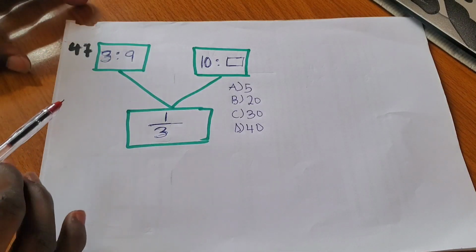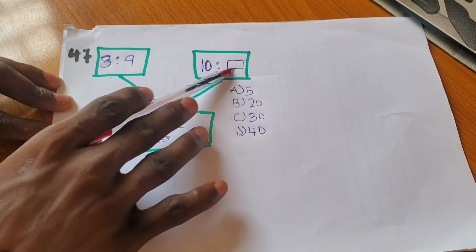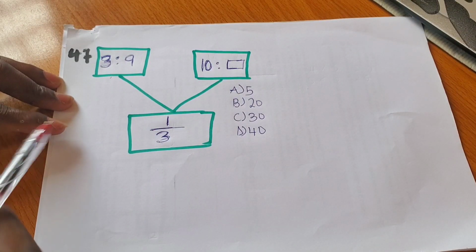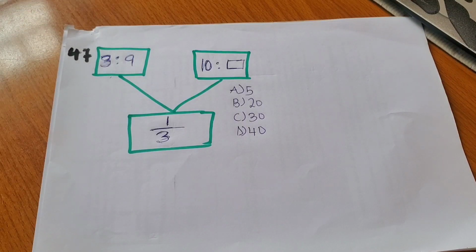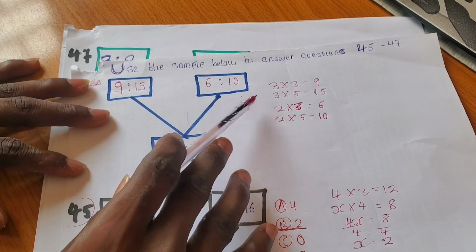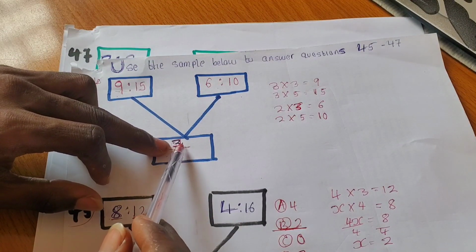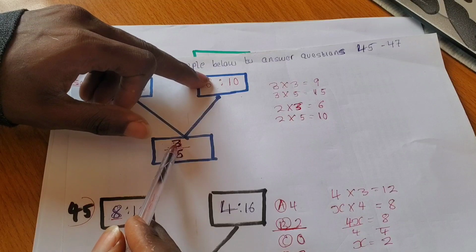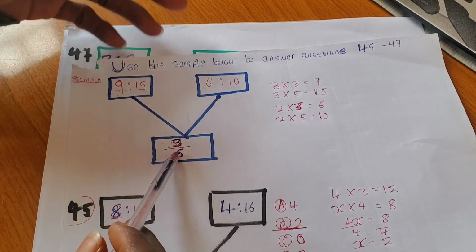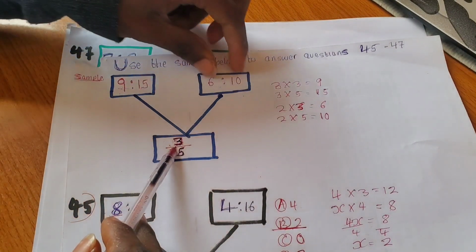For question 47, we have a ratio with 3, 9, 10. We are asked to find the value here, and we have 1/3. Now, I've already explained to you that from the sample that we are given, listen, this is the sample again. You can see we have 3/5 here and we have 6/10 here. If you multiply 2 by 3, you are going to have 6. And if you multiply 2 by 5, you are going to have what? 10. Is that not it? Yes, it is. So the same value that you multiply by the numerator and denominator, you must have something like that.